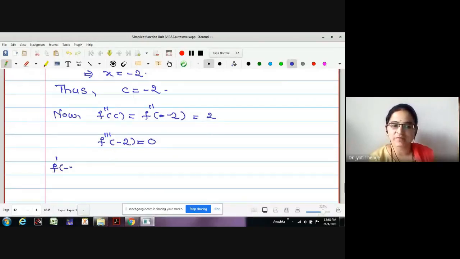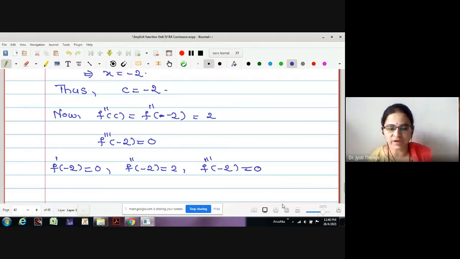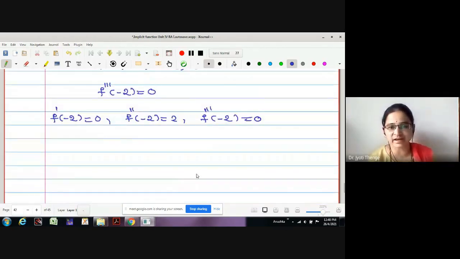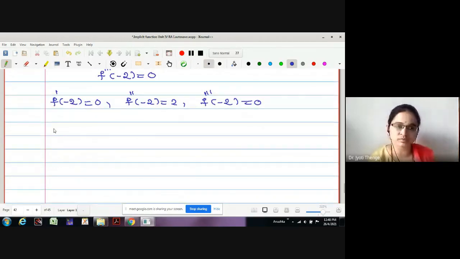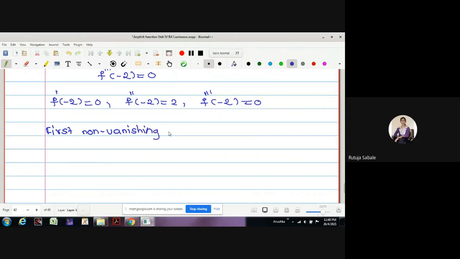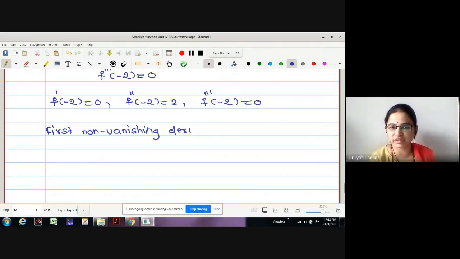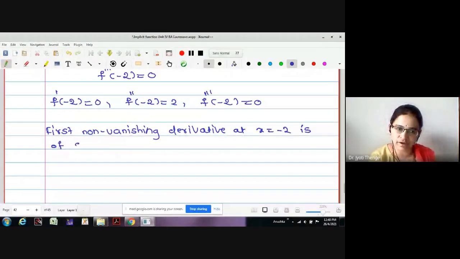Okay, see, let us check. F dash of minus 2 is 0. F double dash of minus 2 is 2. F triple dash of minus 2 is 0. Now what are we interested in? The first non-vanishing derivative. Therefore, what is the first non-vanishing derivative at minus 2? What is the order? Second order. Yes. The first non-vanishing derivative at x equal to minus 2 is of second order, correct?